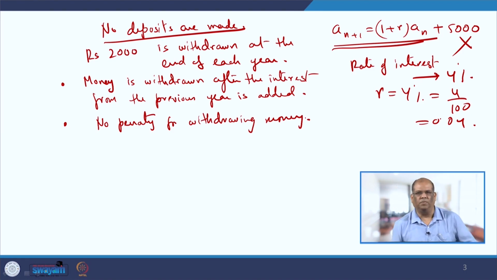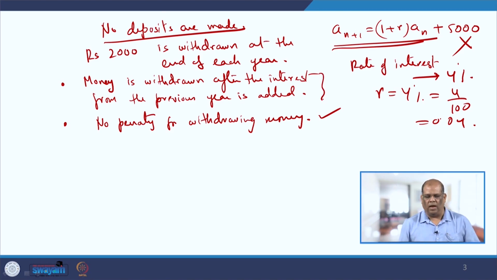See, the bank has given a special offer. It is a savings account, but your interest gets compounded. In such a case, the bank can put some clause that if you have an early withdrawal, then we will put a penalty. But in this case, there is no penalty on withdrawing the money, and money will be withdrawn after the bank has deposited the interest.